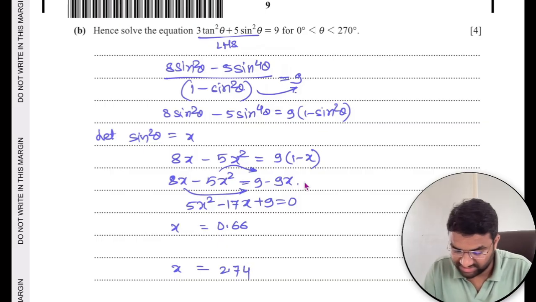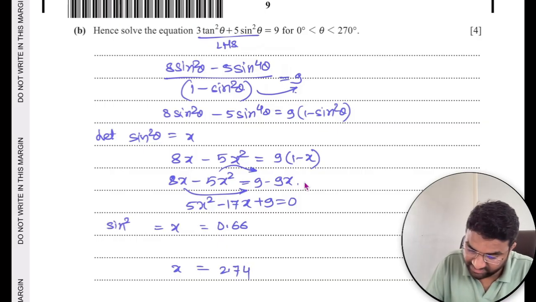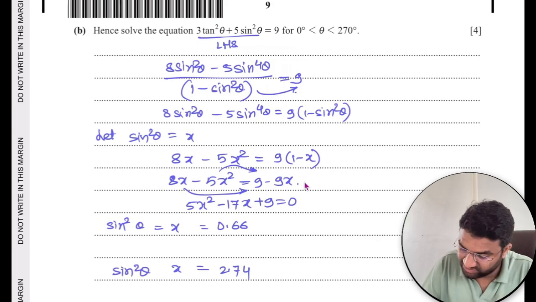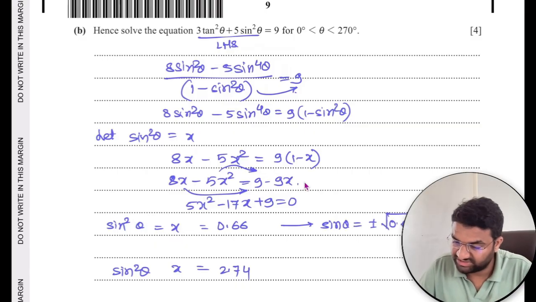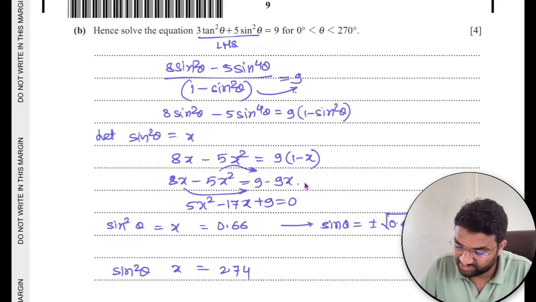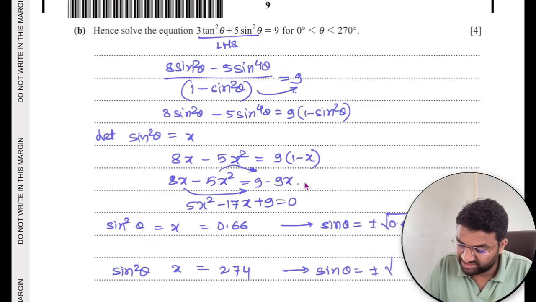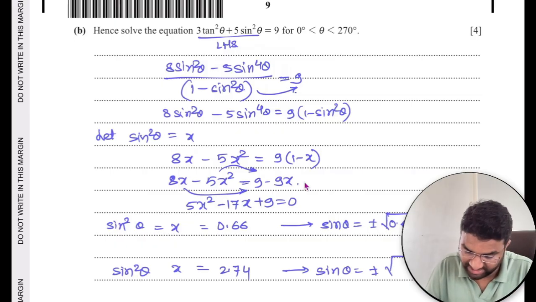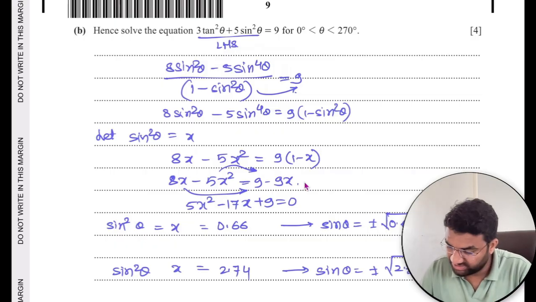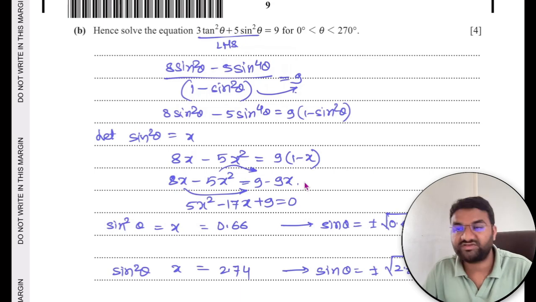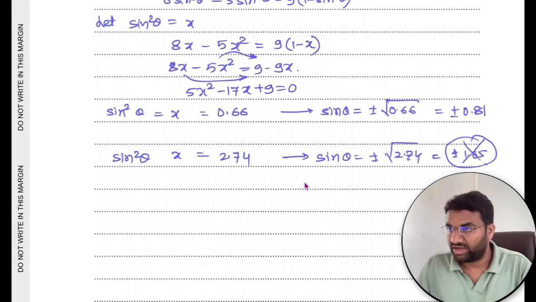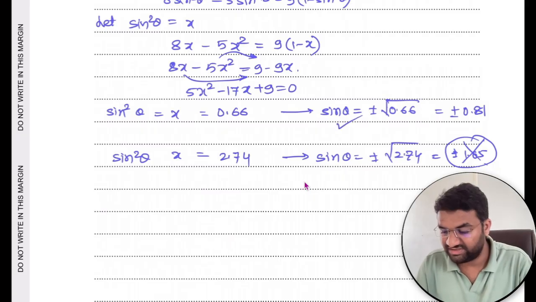Now this x is nothing but sin square theta. To find sin theta you take the square root. When you take the square root you have to take plus minus, so the square root of 0.66 is basically 0.81, so plus minus 0.81. And sin theta is equal to plus minus the square root of 2.74, which is 1.65. This value does not exist because all sin values are less than or equal to 1. So we take just these values.